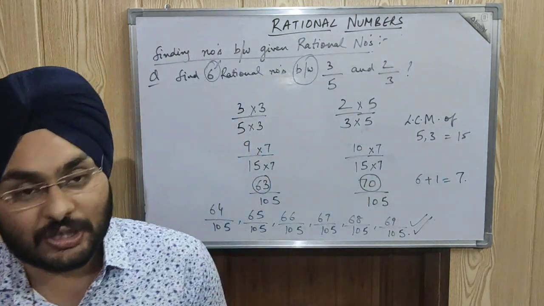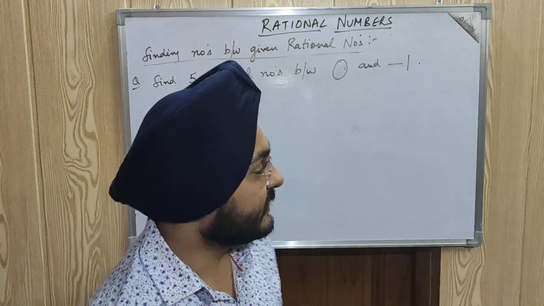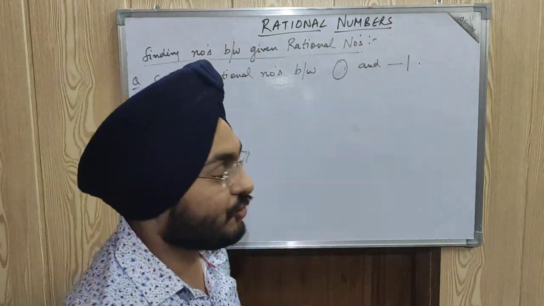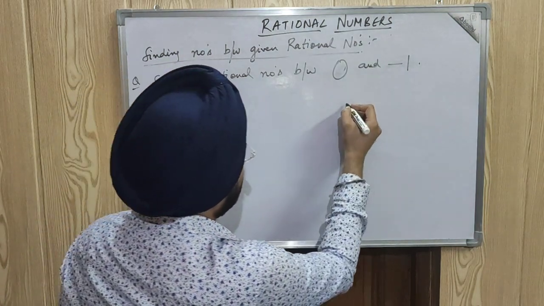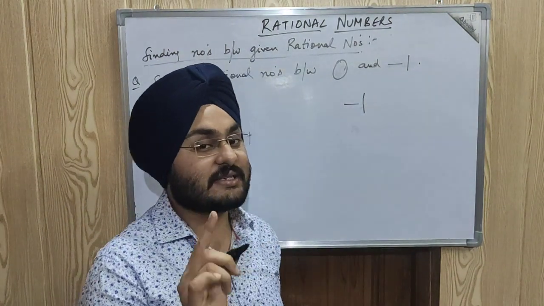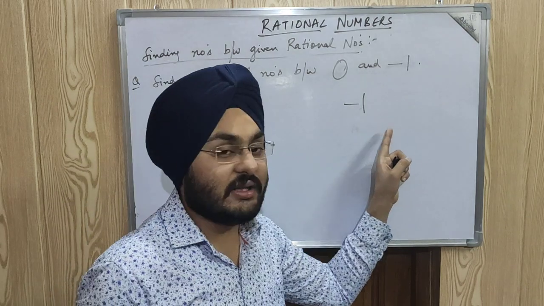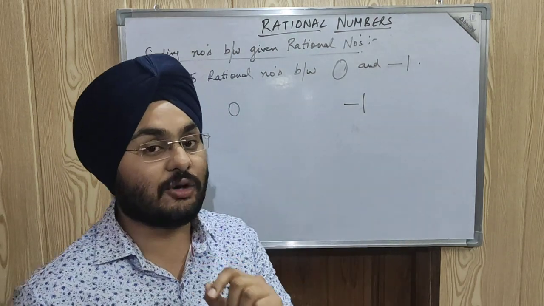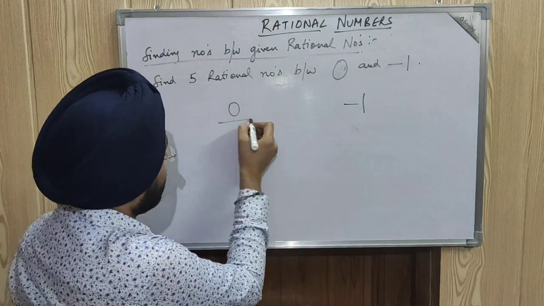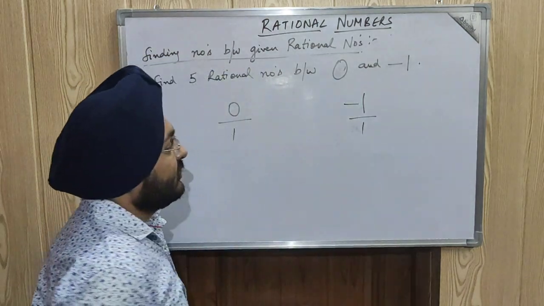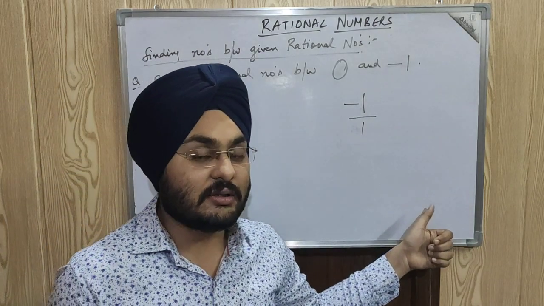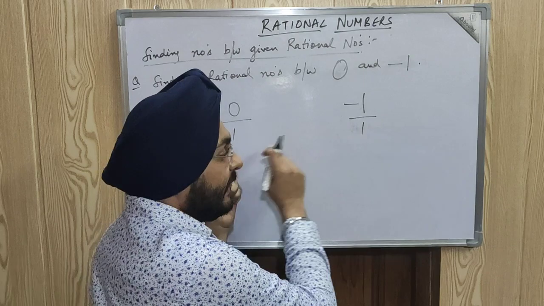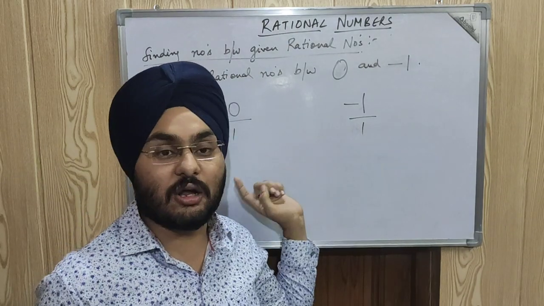So coming to the next question. So now next question is find 5 rational numbers between 0 and minus 1. So I have written here the numbers 0 and minus 1. The first step, we are not having the denominators. So firstly write these two in the form of p by q, that is in the rational form. So can't I write in this way? 0 by 1 and minus 1 by 1. This is one and the same thing. Okay. So our first step is what? Make the denominator same. These two are already same here.